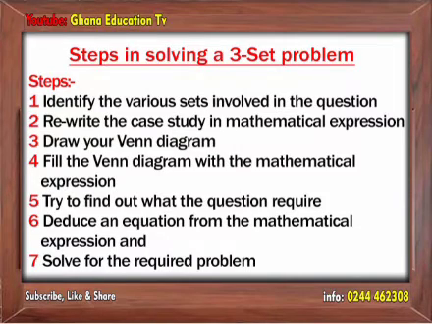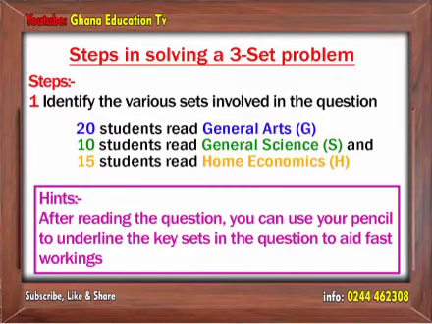Okay, so 1. Identify the various sets involved in the question. So per the question we have 20 students read general arts, 10 students read general science, and 15 students read home economics. So for a hint, after reading the question, you can use your pencil to underline the key sets in the question to aid fast workings.